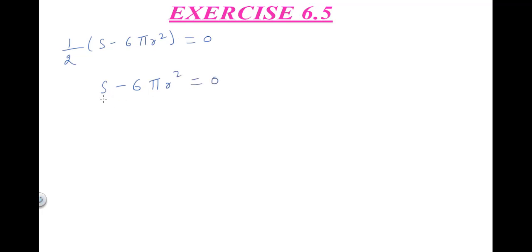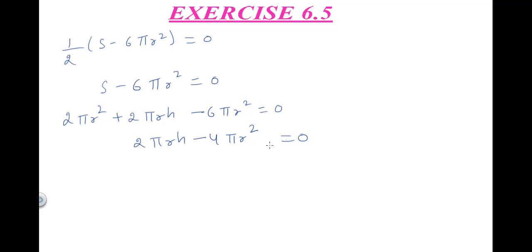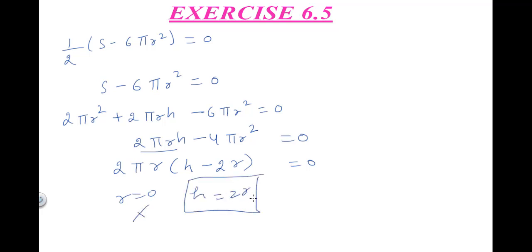We know that s value is 2 pi r square plus 2 pi r h, minus 6 pi r square is equal to 0. 2 pi r square minus 6 pi r square is minus 4 pi r square, plus 2 pi r h equals 0. So what is common in this? 2 is common, pi is common, r is common. We are left with h only, minus 2 pi is common, out of r square, r is left. So either r is equal to 0, which is not possible, or h is equal to 2r. So what we got is that height is equal to 2 times the radius, or I can just write height is equal to the diameter.